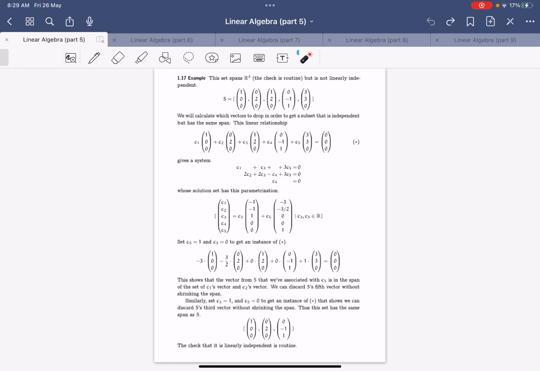Hence, we have used what we already know as Gaussian elimination to help us find redundant vectors and remove them, and also show whether a set is linearly independent or not.